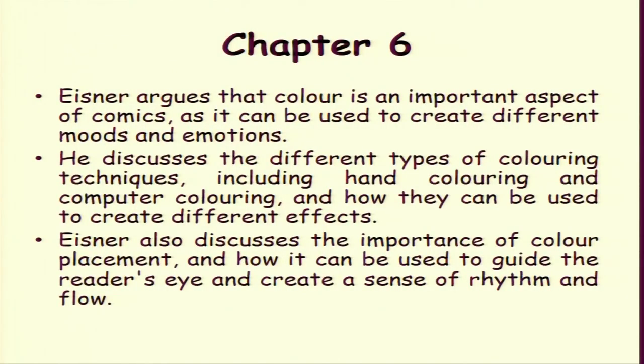So, let us move to section 6 and see what Eisner is offering us in section 6 in his book called Comics and Sequential Art. So, let me show you the next slide in section 6. What do you see? That Eisner is focused on the use of color in comics. Eisner argues that color is an important aspect of a comic as it can be used to create different moods and emotions. He discusses the different types of coloring techniques, including hand coloring and computer coloring, and how they can be used to create different effects. Eisner also discusses the importance of color placement and how it can be used to guide the reader's eye and create a sense of rhythm and flow. He provides examples from his own work to demonstrate how color can be used to create different effects.